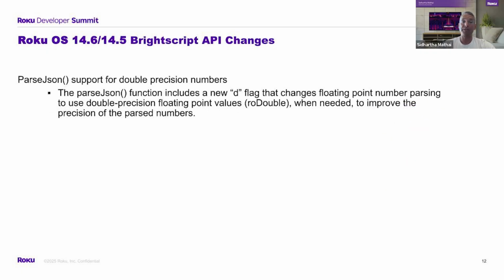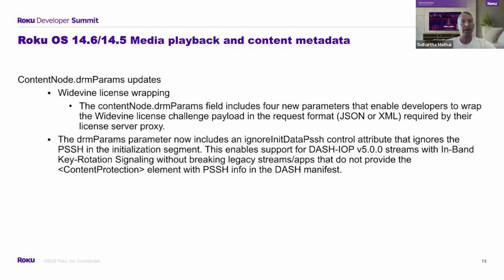And parse JSON. We did mention the array, the additions to the arrays, how you could change their sizing. Well, in 14.5 and 14.6, we had parse JSON, and that also included a new D flag that changed the floating point numbers to use double precision floating point values to improve the precision of parsed numbers. And I guess that was something that we had run into where there were numbers that were well beyond what an integer could take. As well, we're back on the license wrapping, the DRM params.